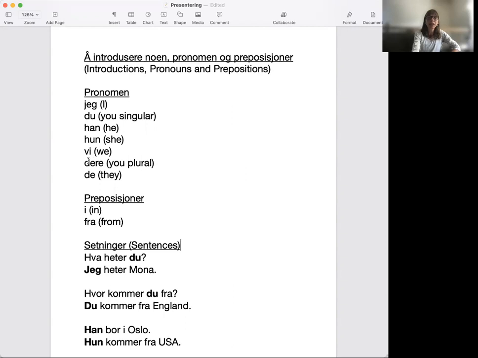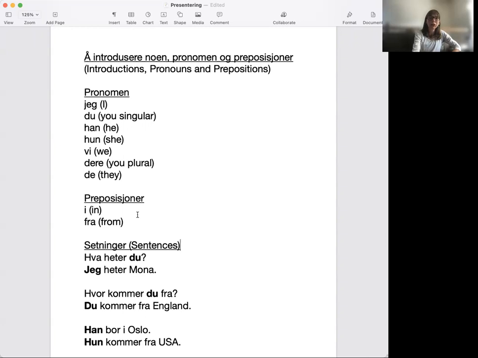Vi, and that's we. We want to make sure we don't say that W sound there, just vi. And then the word for the you plural is dere. And then we have de for they. So those are our pronouns, and I'll show you some sentences, how to use those when we're introducing people or asking where they're from.